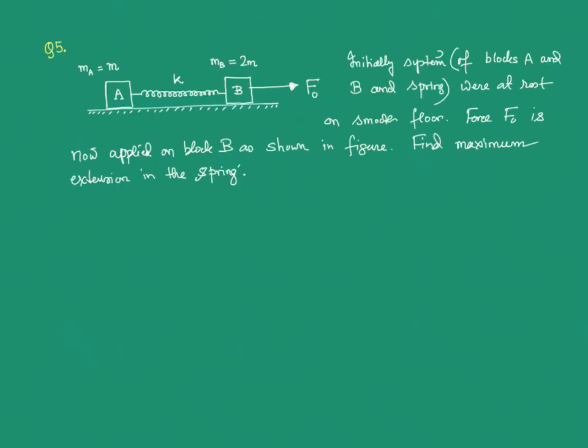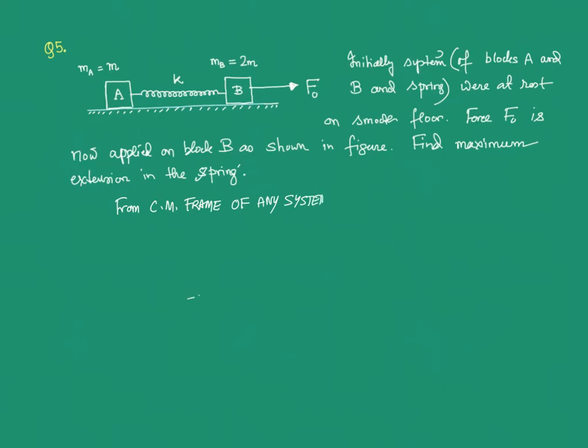In this problem it is different. Instead of giving a velocity, here an external force F naught is applied on block B, while at start both the blocks and the spring were at rest, the spring at its natural length. So now how do you conserve momentum here? It's not possible to conserve momentum, and it won't be conserved because there is an external force on the system. Now there is a principle from the center of mass frame, the CM frame, of any system.